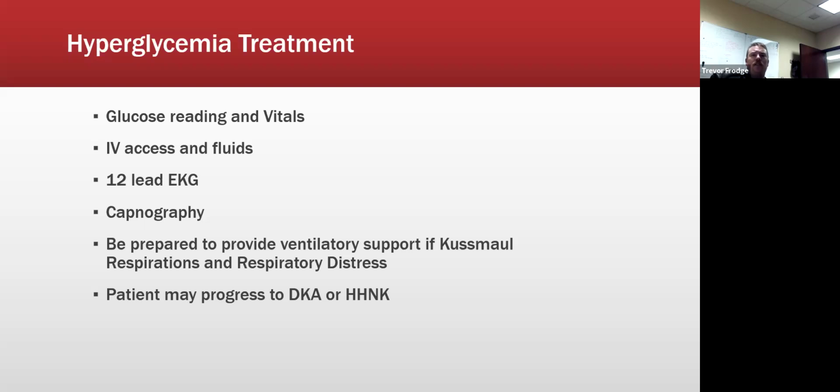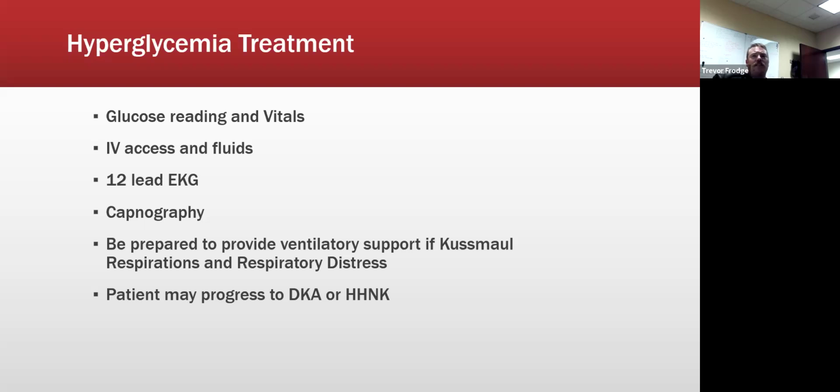I definitely want to get a 12 lead on them to make sure there are no dysrhythmias because their body's not functioning as it should. I definitely want capnography, and then be prepared to provide ventilatory support if they have Kussmaul respirations. That's why they have rapid, deep, unlabored breathing. They're just trying to blow off those ketones. So they're breathing 30 times a minute and have that fruity odor on the breath. But you can't breathe 30 times a minute forever. As they get tired of breathing, they start developing respiratory distress, they go into respiratory failure. So that's why we say be prepared to provide ventilatory support. Really keep a good eye on their airway and their respirations.